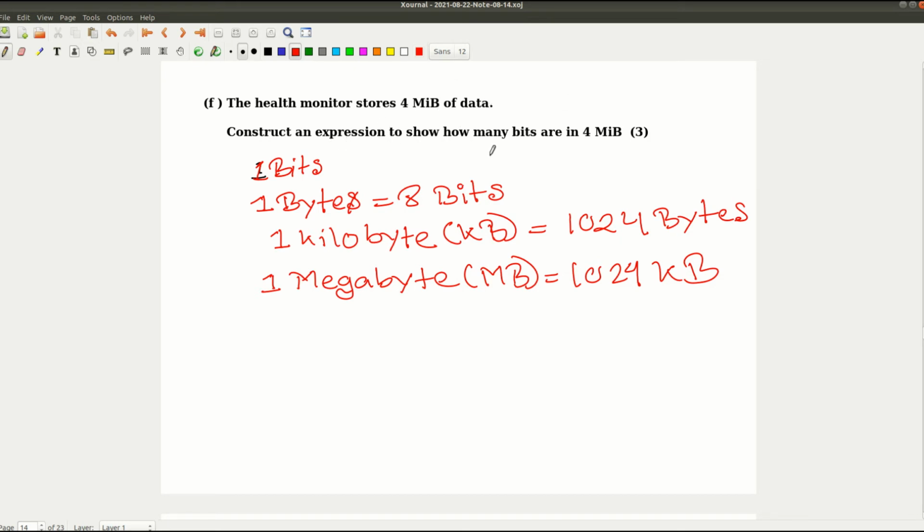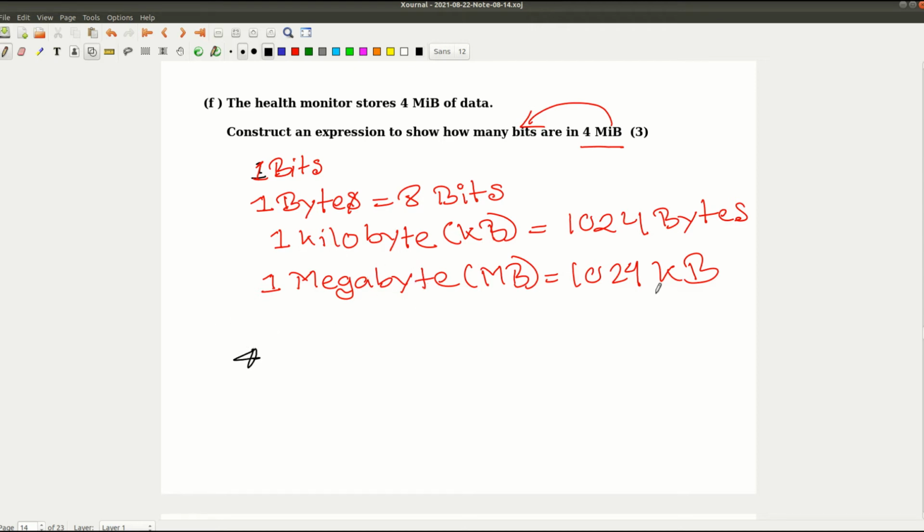Construct an expression to show how many bits are in 4 megabytes. We need to convert this into bits. So in 1 megabyte, how many bits are there? How do we do it? So this is 4.